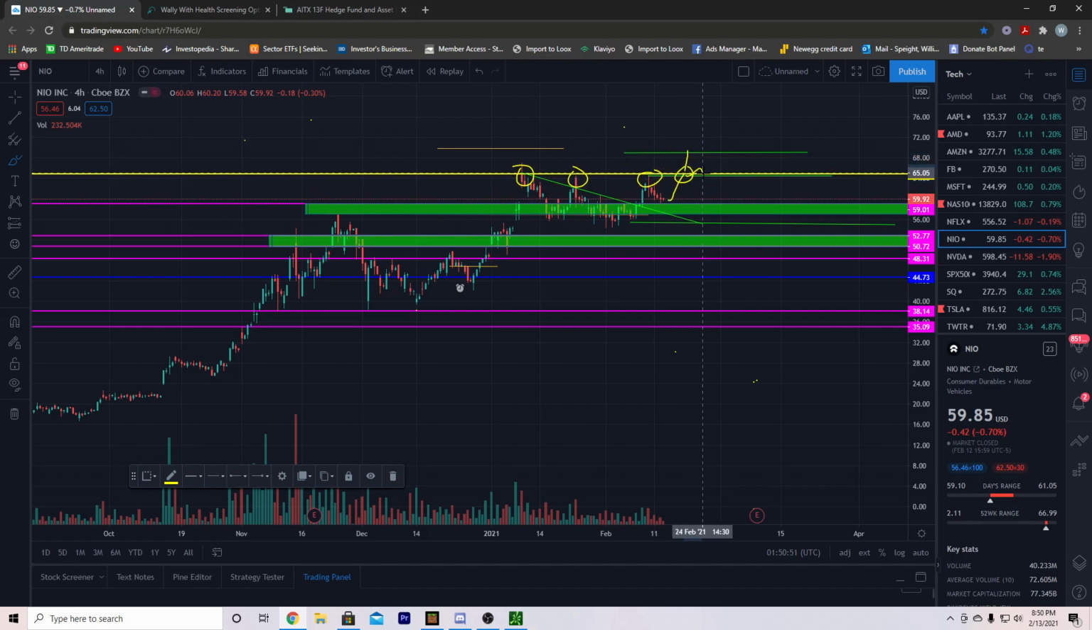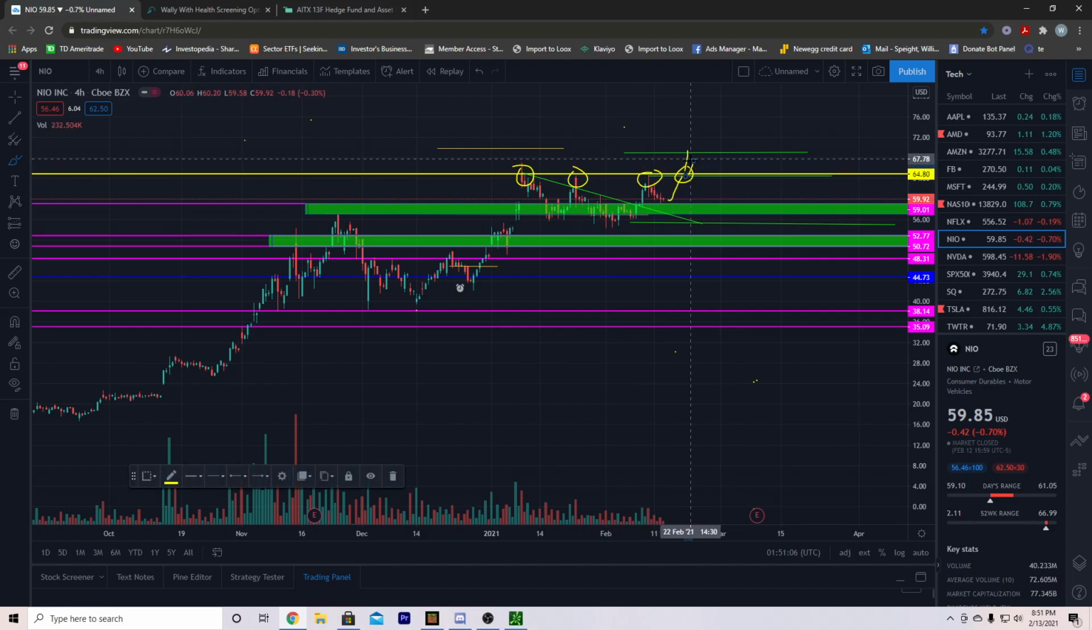Do we consolidate like we did over here? Notice we had that consolidation for that second candle. Or do we get that instant rejection like we've done 3 times earlier? Now, if we're bullish on NIO, that's what we want to see. We want to see the consolidation and bust right through.